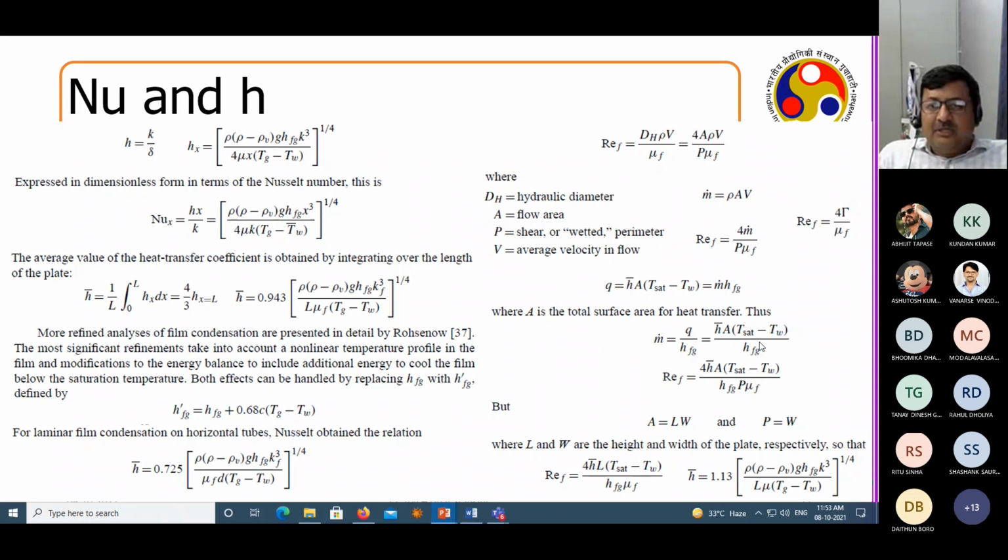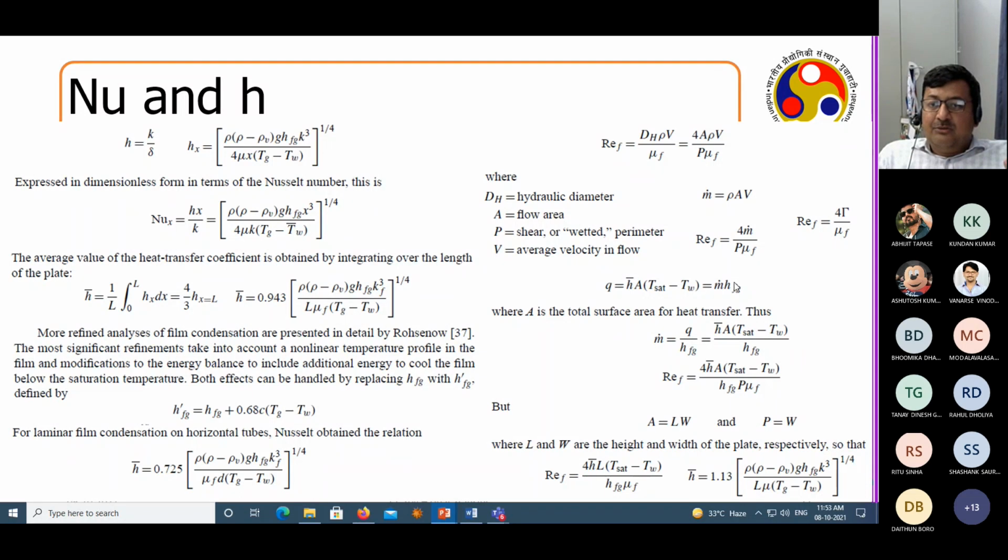So what you do is go for Q equal to h A delta T, where delta T is T sat minus T w, the saturated temperature minus the wall temperature. This is the amount of heat transfer. That is equal to m dot into h fg, where m dot is the mass that is condensing. So m dot equals Q by h fg, correct? If you do that, you get this.